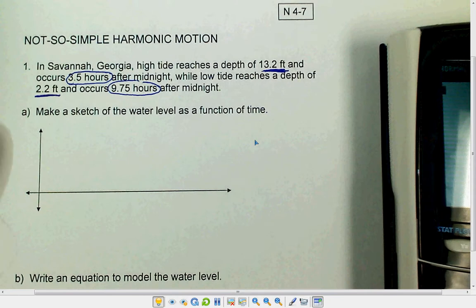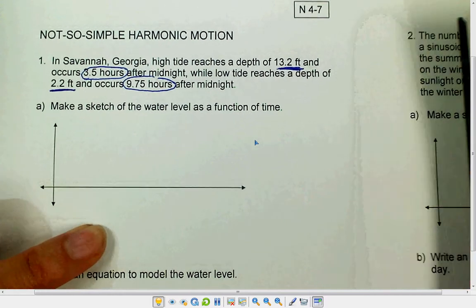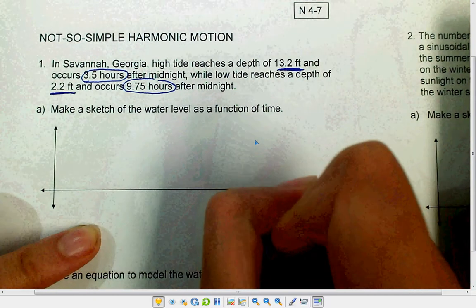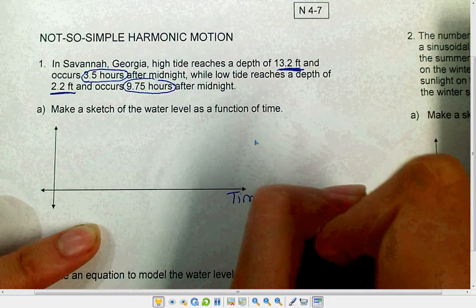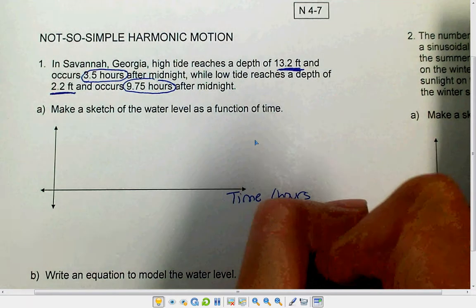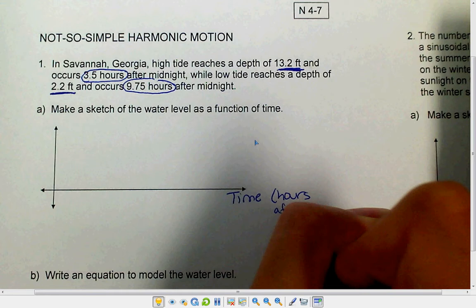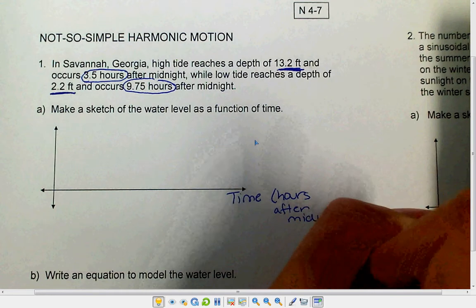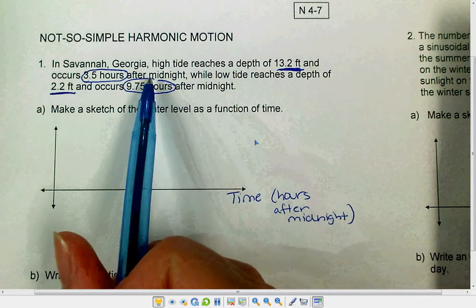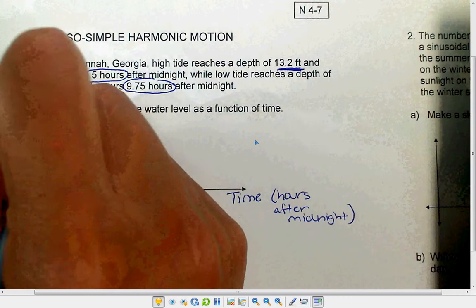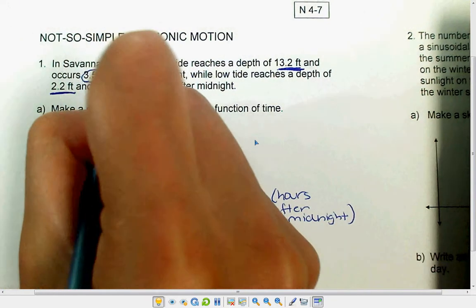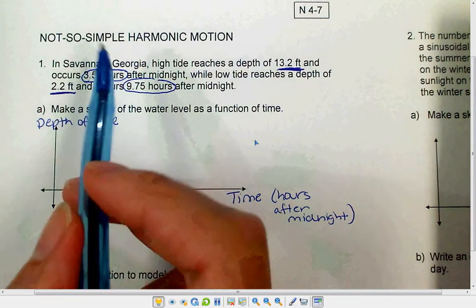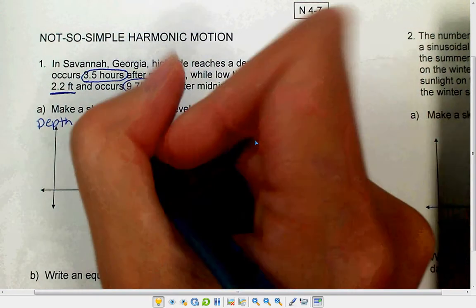So our two variables that we're going to label on our graph are time, which is in hours, and this is hours after midnight, so I'm going to write that. And we also have the depth of our tide, from high tide to low tide, so this is measured in feet.